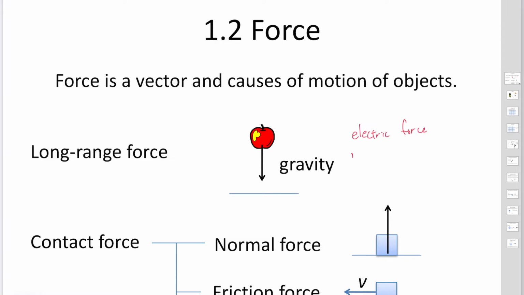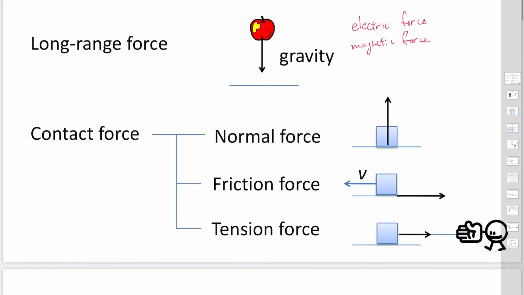And magnetic force. Those are long-range forces. And for the contact force, the object has to be in contact with some other object. Normal force, friction force, and tension force. If we place an object, the ground exerts a force on the object, so we call this the normal force. It is the force from the ground. And then the friction force and the tension force.